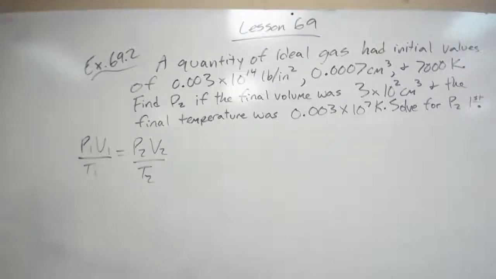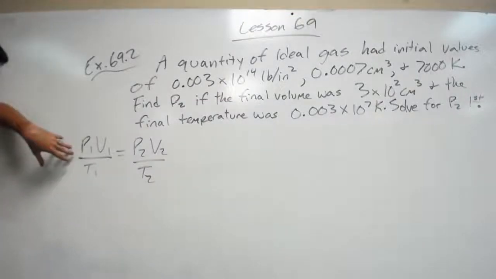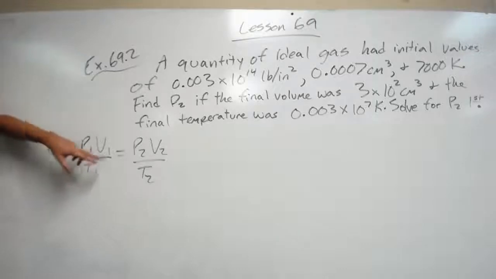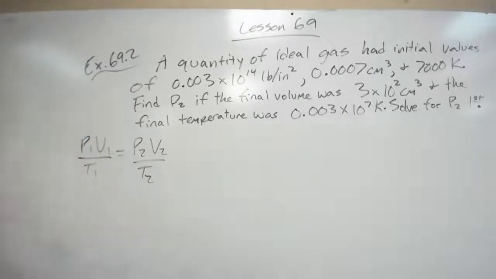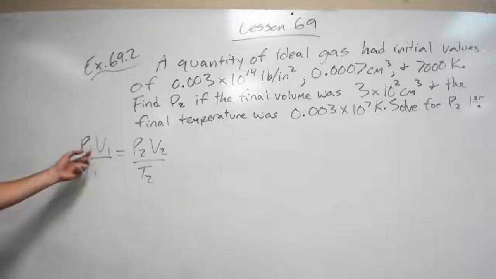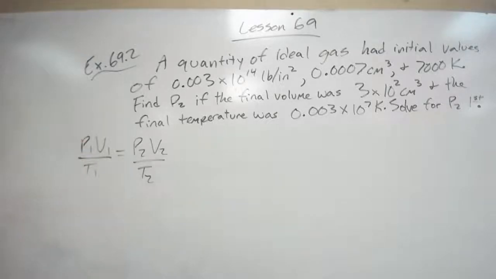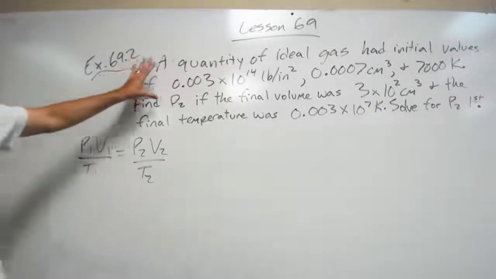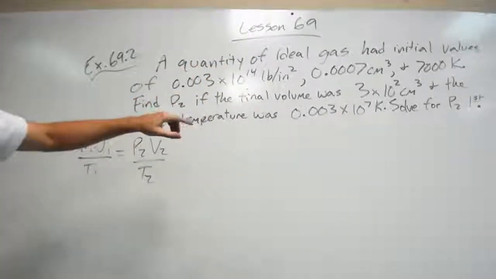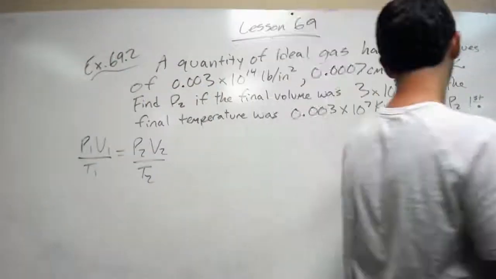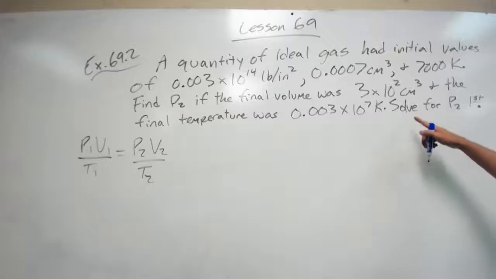Lesson 69 is going to combine gas law problems with scientific notation. So our gas law problems, the ideal gas equation was P1 V1 over T1 equals P2 V2 over T2. P is pressure, V is volume, T is temperature. I'm going to skip part of this word problem real quick and fast forward to the end. The end says solve for P2 first.